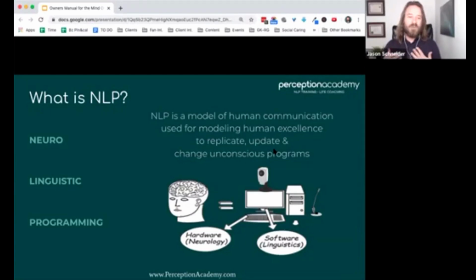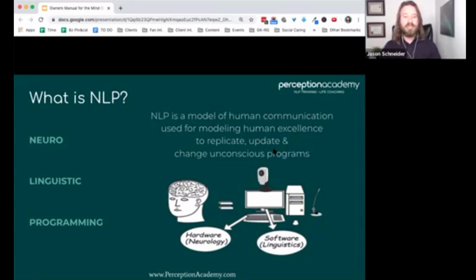So NLP, one of the definitions, and there are as many definitions of NLP as there are trainers, but one of the definitions of NLP is that it's a model of human communication used for modeling human excellence to replicate, update, and to change unconscious programs.